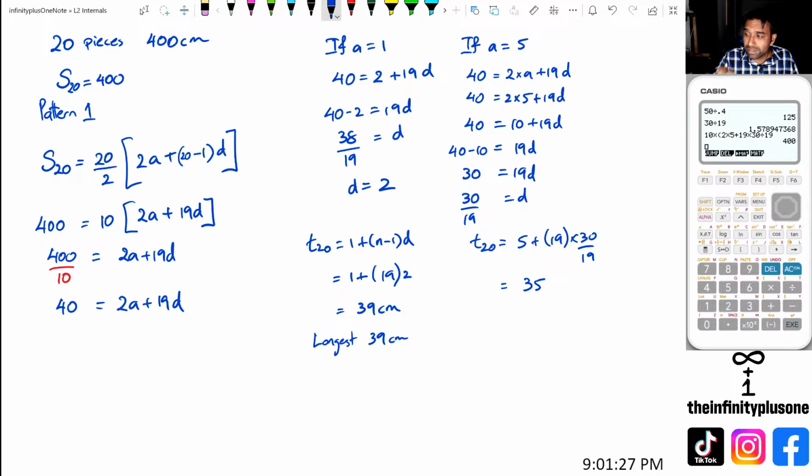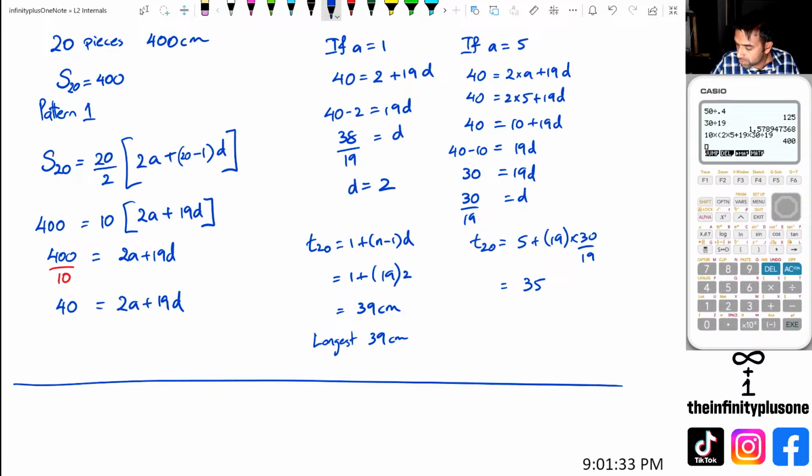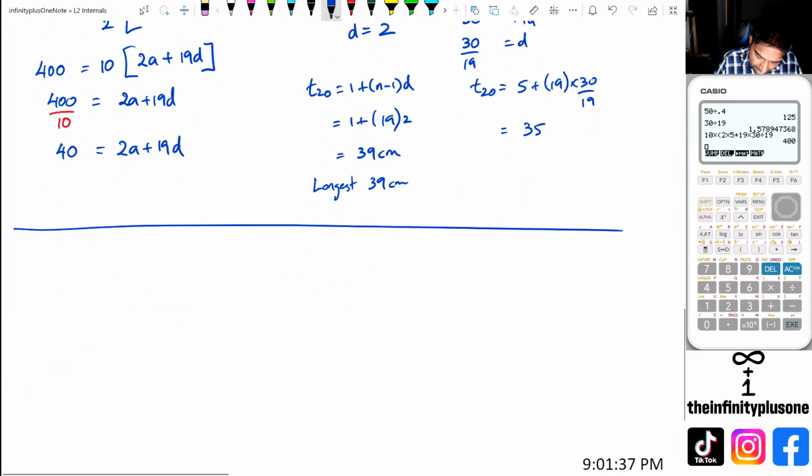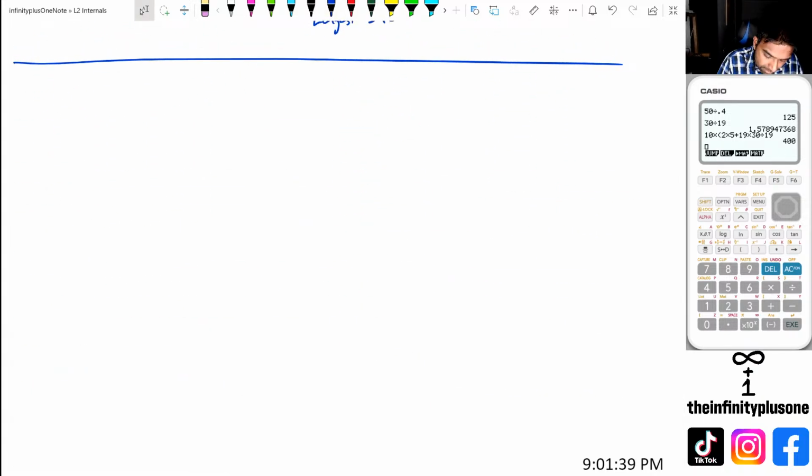Now, this is just one arithmetic one. Let's look at a geometric one. If I was to use a geometric pattern, then remember that S of 20 is still 400. So I've got 400 equals A times (1 minus r to the power of n) divided by (1 minus r).